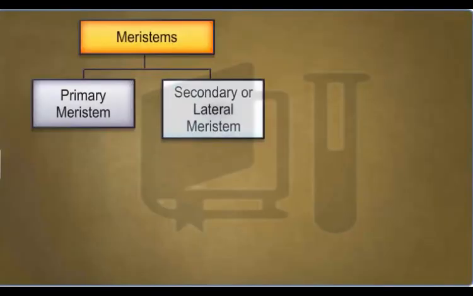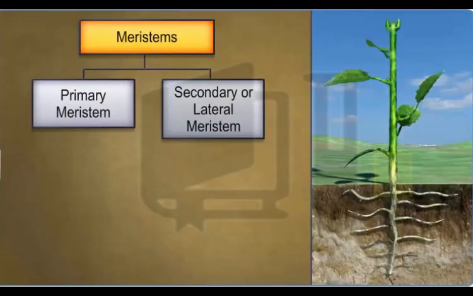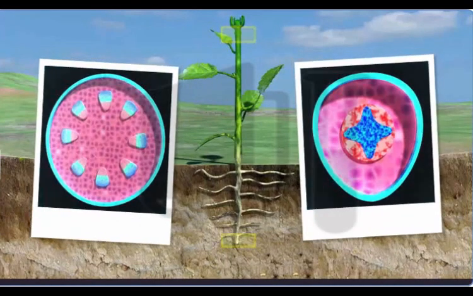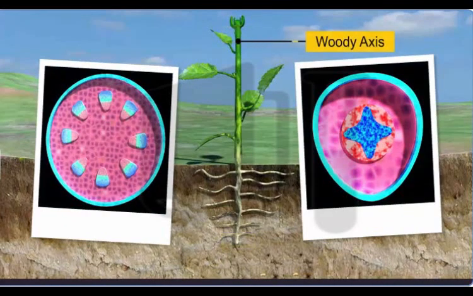Meristem that appears later in a plant's life is called secondary or lateral meristem. It occurs in the mature regions of the roots and shoots of many plants. Secondary meristem is responsible for producing woody axis and secondary tissues.